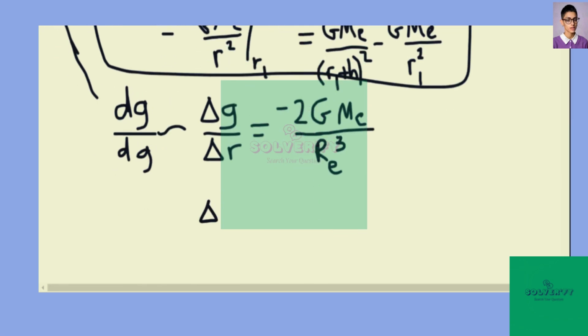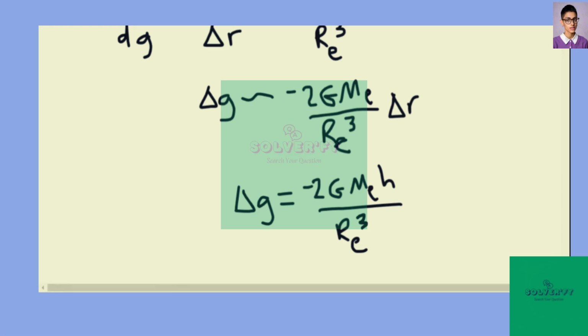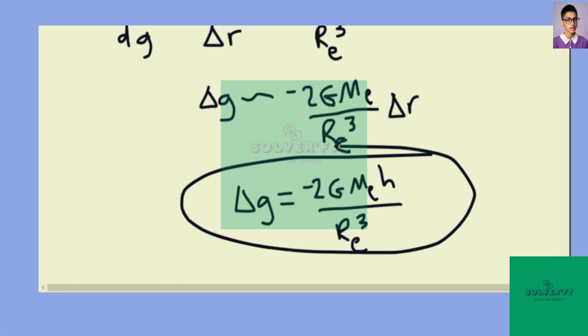And so delta g is approximately the same as -2 G me over re cubed times delta r, where delta r is h. It's the small change in the radius. So delta g is -2 G me h over re cubed. That's what we wanted. Okay.